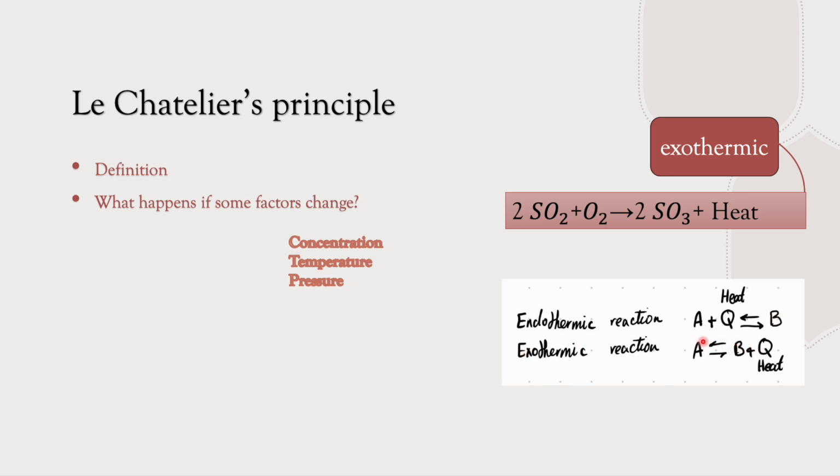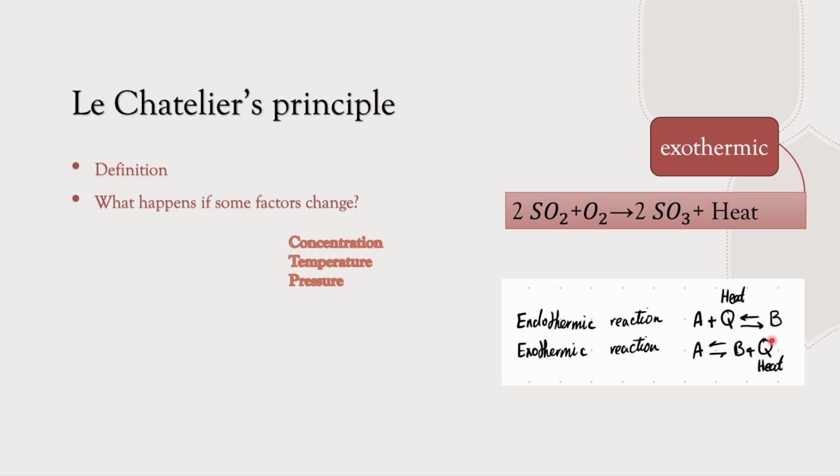Okay, so here again. Now, if the temperature decreases, in an endothermic reaction, it shifts toward reactants. So the rate of the reverse reaction increases. And in an exothermic reaction, it shifts towards the products. So the rate of the forward reaction increases.